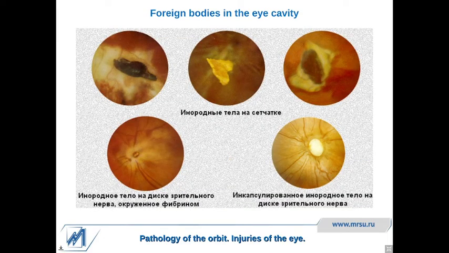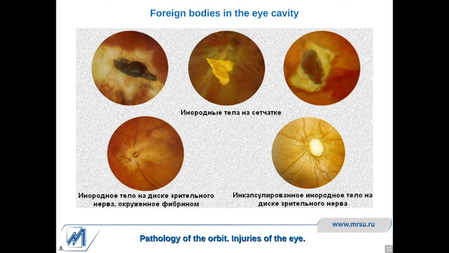Here on the pictures there are foreign bodies in the eye cavity also. The first picture shows a foreign body. All these foreign bodies are on the fundus, the back part of the eyeball. They are lying on or near the retina and optic disc.